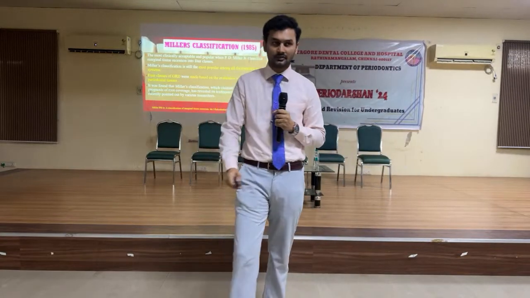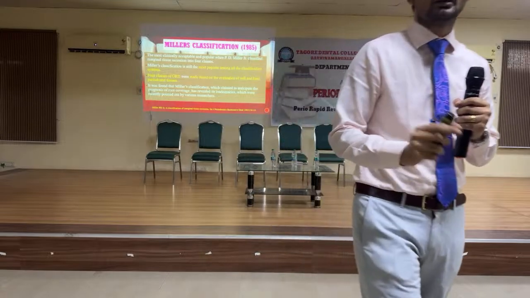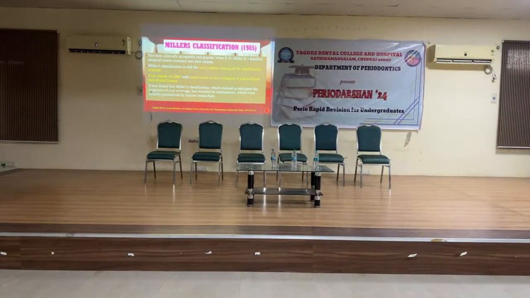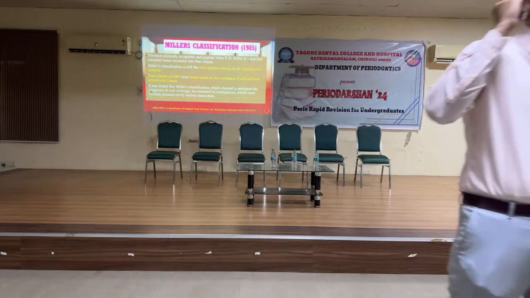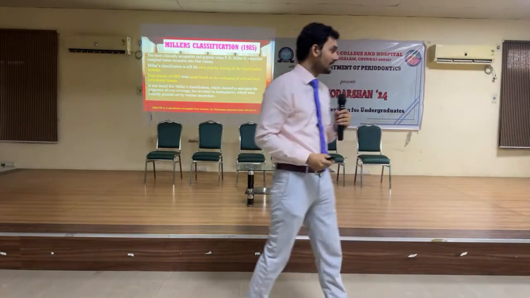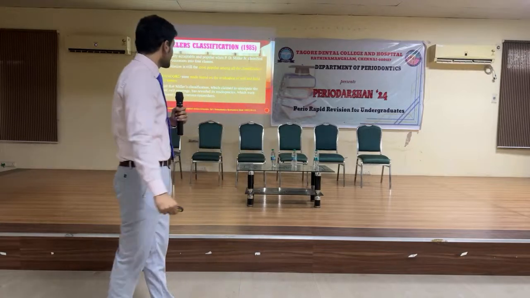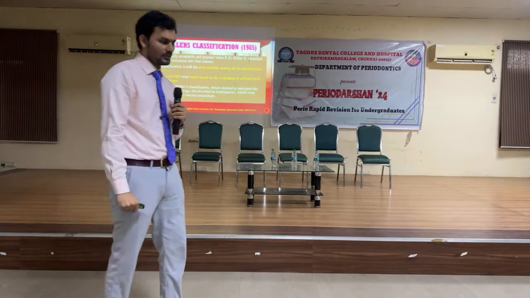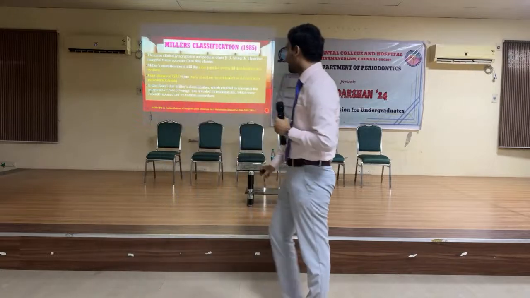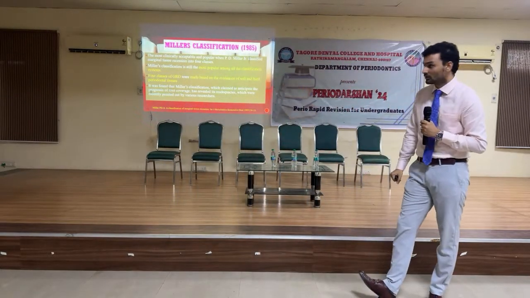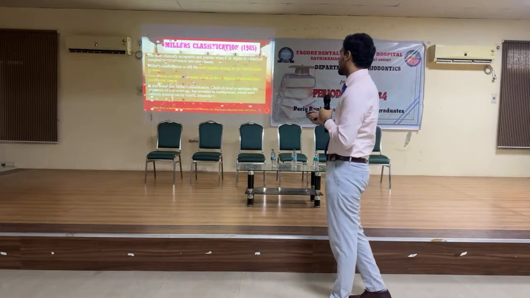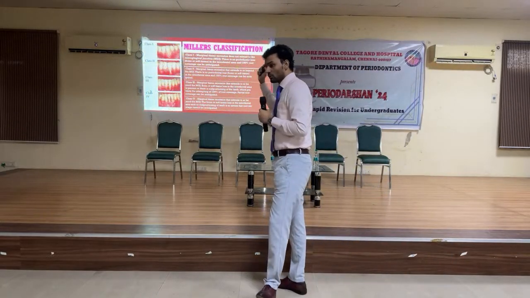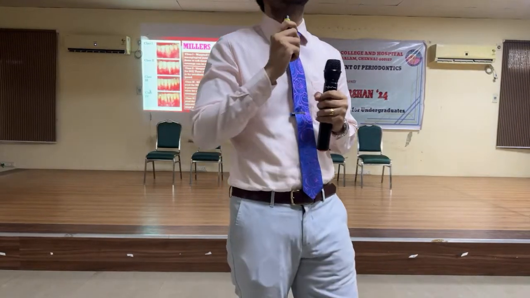Who proposed this Miller classification? P.D. Miller. In which year? 1985. They might ask you for a short note on Miller's classification, so the first thing to know is the author name and year. He proposed this classification in how many classes? Four, based on the evolution of soft and hard periodontal disease. You have to take the mucogingival junction as the reference in all these classes, along with interdental soft tissue loss.